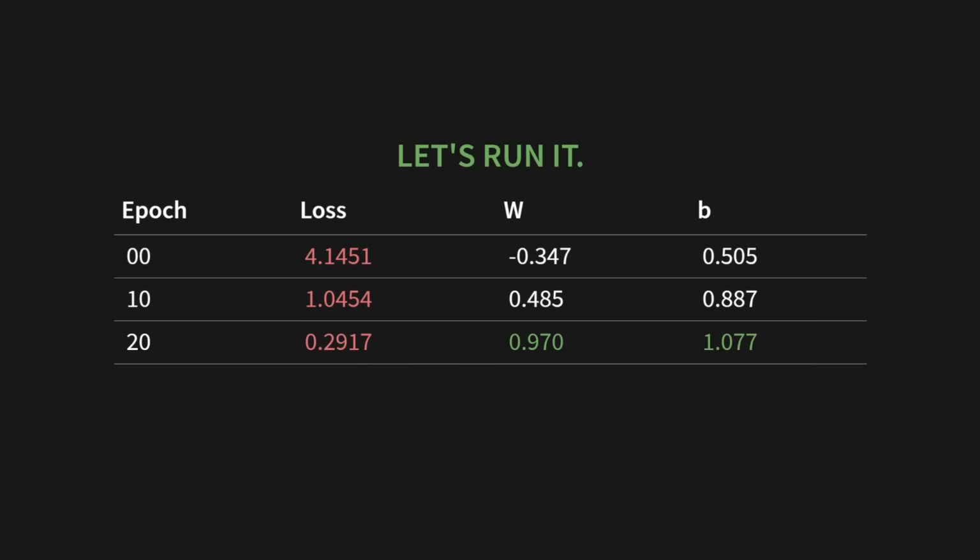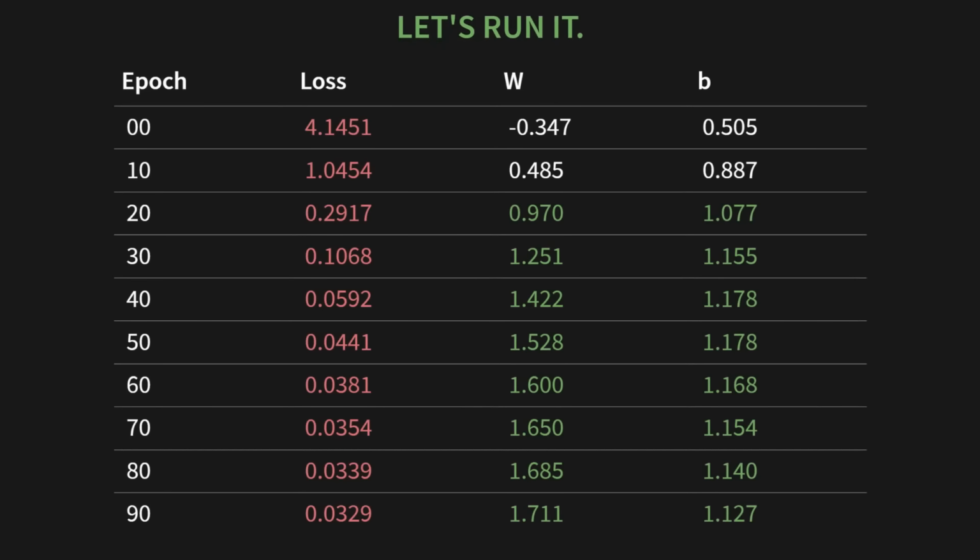At epoch 20, the loss is down to 0.29. Look at W and B. One is almost at 1, and the other is just over 1. They're getting so much closer. And it just keeps going. Epoch 30, 40, 50. Look at those numbers converge. I'm not going to read all of them, but you can see the trend. The loss keeps dropping, and W and B get closer and closer to the truth. It's incredible.